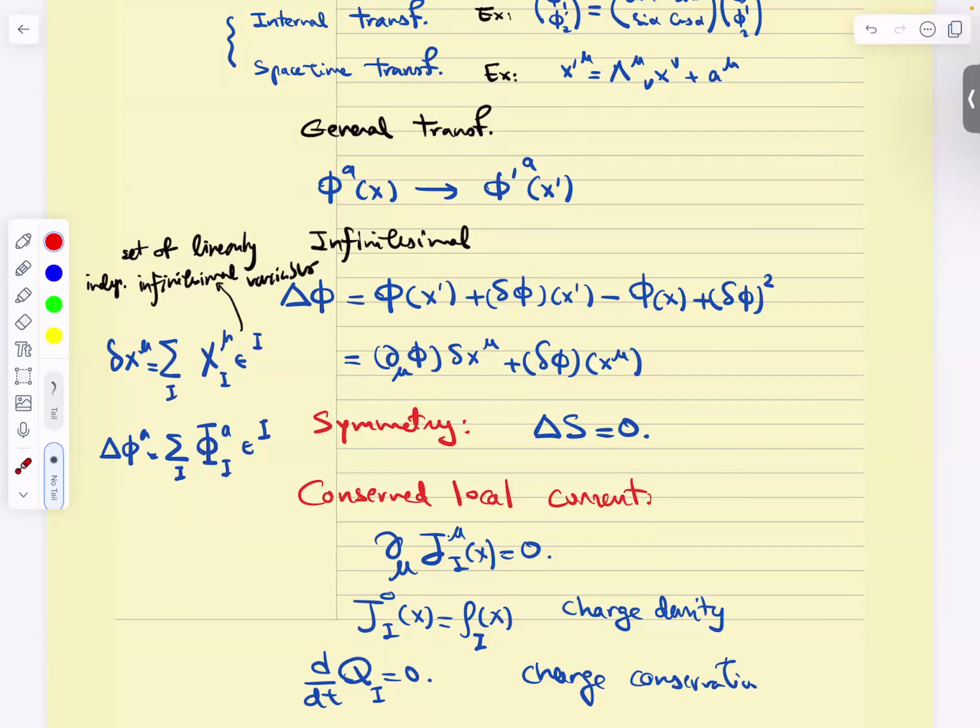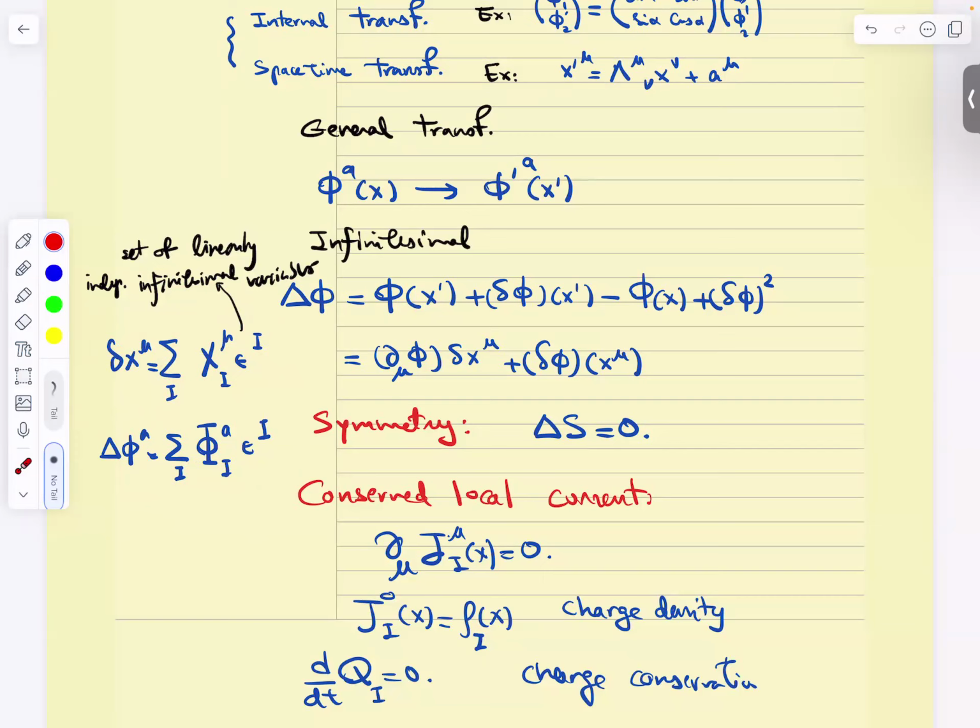So let's also say that delta x mu is an infinitesimal space-time transformation. Let's introduce some abstract infinitesimal variables, epsilon i's, and expand it this way. These are independent infinitesimal variables, and you could do the same for the field phi. If this is a little bit weird at the moment, don't worry about it, because I'm going to work out examples. But it should be kind of easy to see what I mean by that, right?